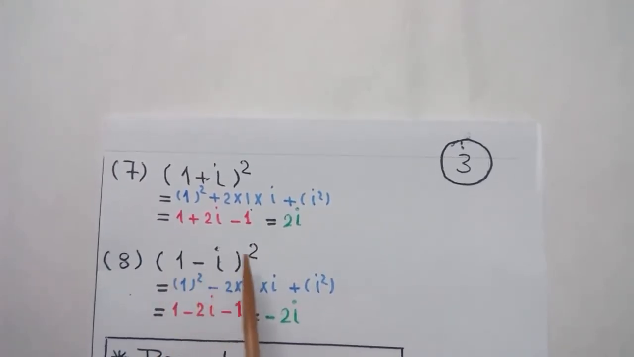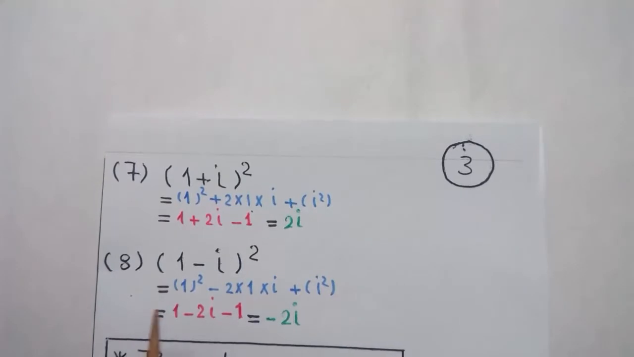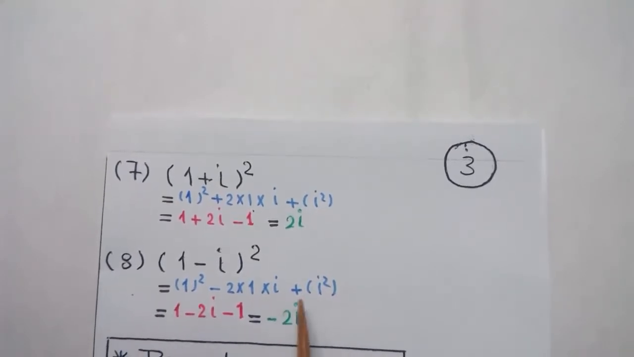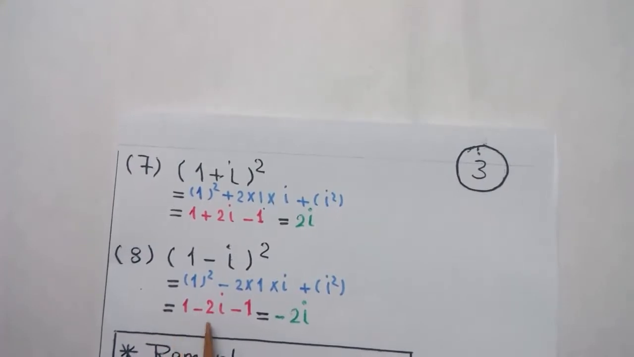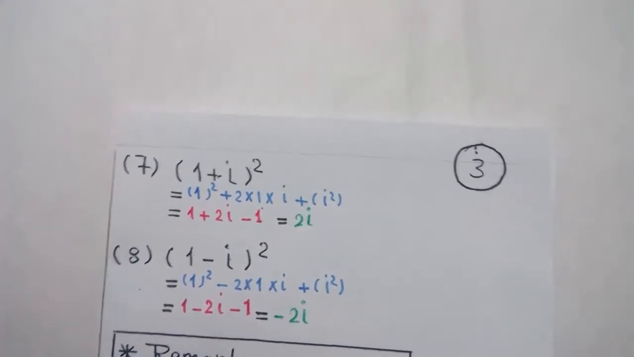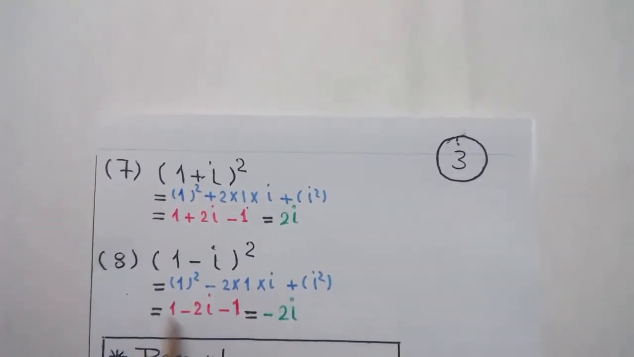(1 minus i) all power 2: 1 power 2, i power 2 minus 2 times 1 times i. It will be 1 minus 2i minus 1. 1 cancels 1, so negative 2i.